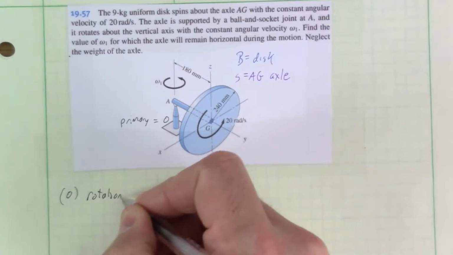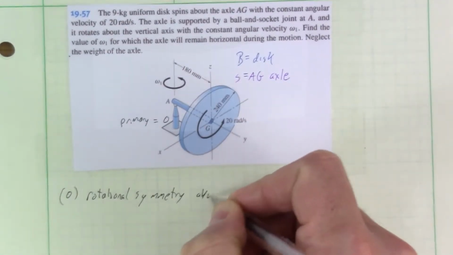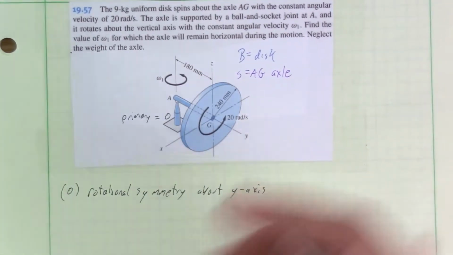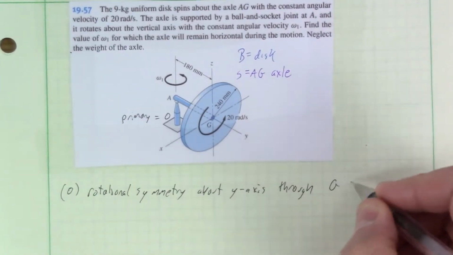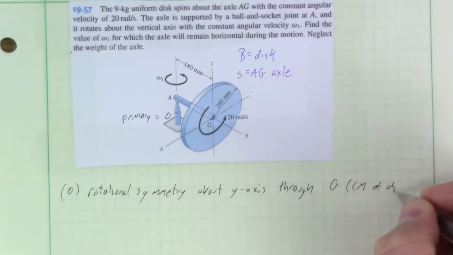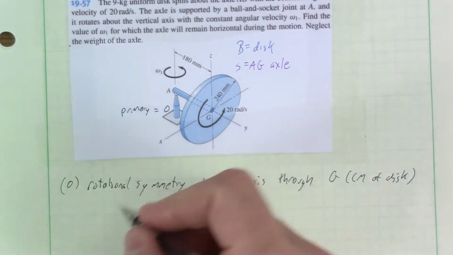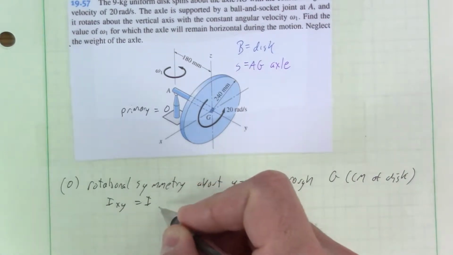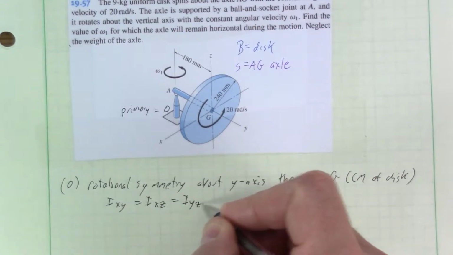So we have rotational symmetry about our chosen y-axis, or maybe it was imposed through the problem statement, through G, through the center of mass of the disk, of the body. Because of rotational symmetry, we know that all of our products of inertia are going to be 0, and that greatly simplifies those equations of motion when we get there.